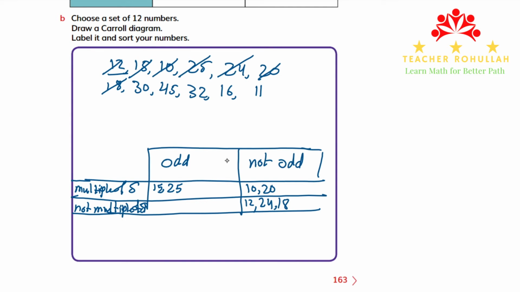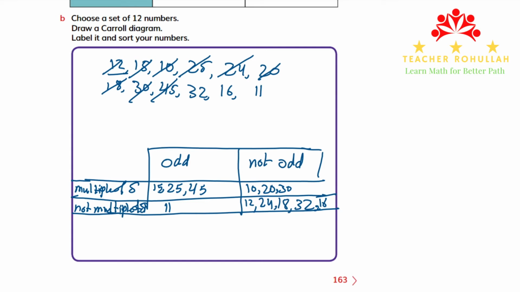And 30 is a multiple of 5, but not odd. So 30 comes here. 45 is a multiple of 5. At the same time, it is odd. So 45 comes here. 32 is not a multiple of 5, and it's not odd also. So it comes here. 32. 16 also, it's not a multiple of 5, and it is not odd also. Let me write 16 also here. And finally, 11. 11 is not a multiple of 5, but it is odd, so it comes here.